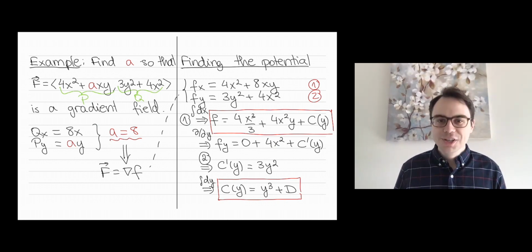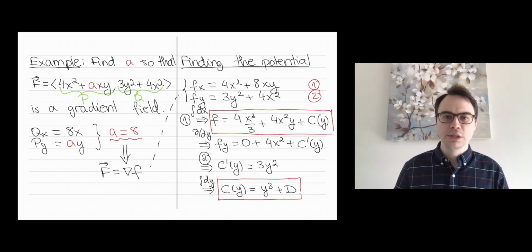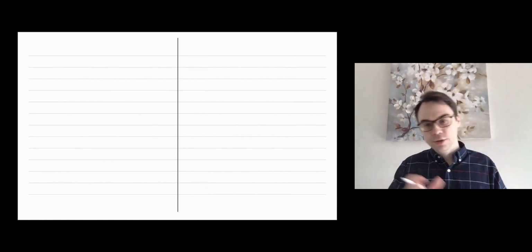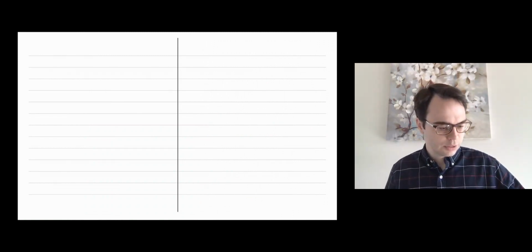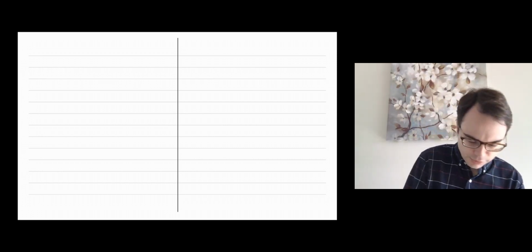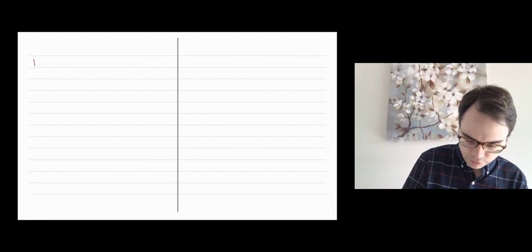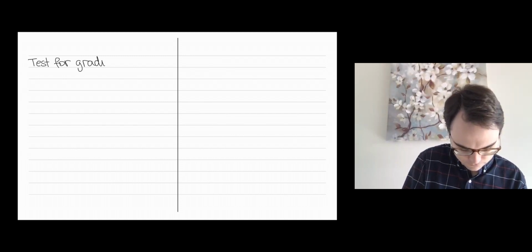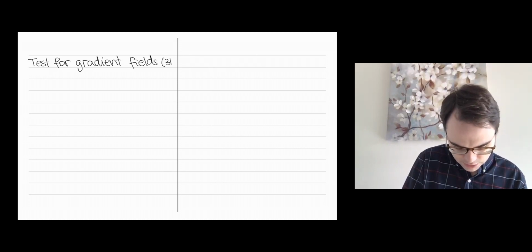Now, this is good. We're doing well. Next thing I would like to tell you is that all this works in 3D. But there are quirks, so I'd like to look at the three-dimensional case with you now. So now let's look for the test for gradient vector fields in 3D. So again, but this time in 3D.